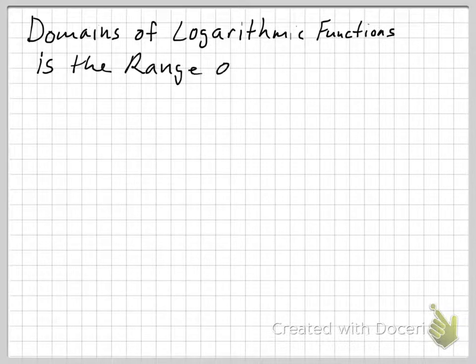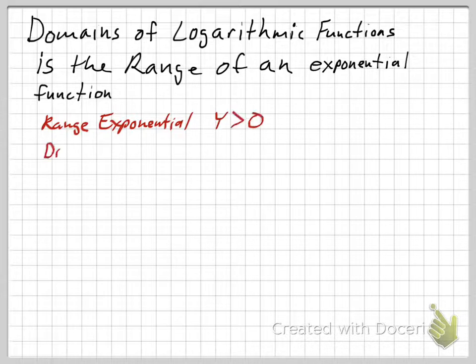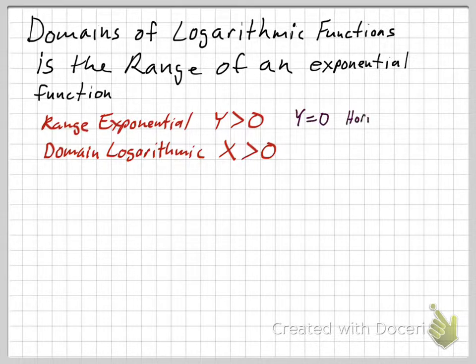The domain of a logarithmic function is the range of an exponential function. Remember that they're inverses, and vice versa. So the range of an exponential function, which is y greater than 0, becomes the domain of the logarithmic function, x greater than 0. Why does this happen? If you remember, in an exponential, y equals 0 was a horizontal asymptote. Now, in the inverse, the logarithmic, the y-axis becomes a vertical asymptote.